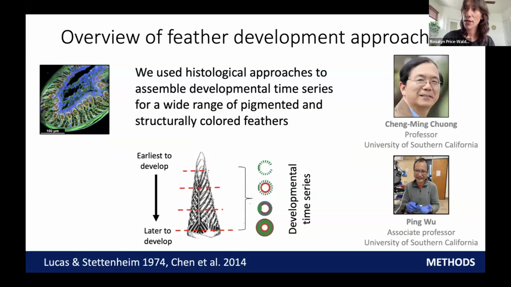And we used histological approaches to compare feather development among structurally colored and pigmented feathers. And just really briefly, the approach here is that feathers grow from the base, so the tip is actually older than the base. And by taking cross sections at different points along a pin feather, you can actually build a time series of the major developmental events, which we did for a range of feathers with different microstructural morphologies.